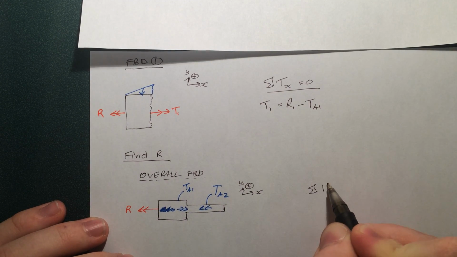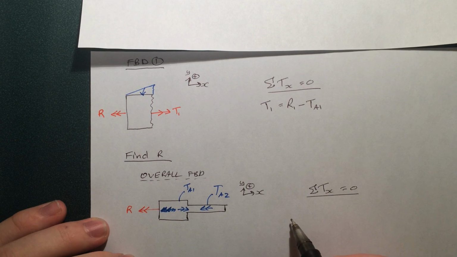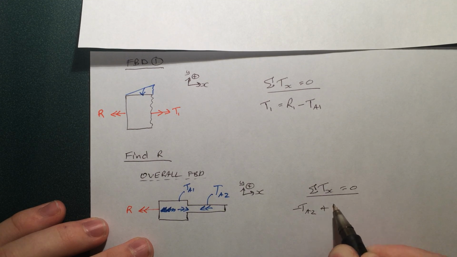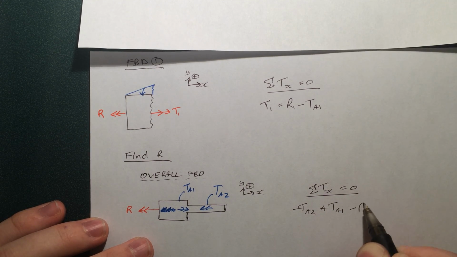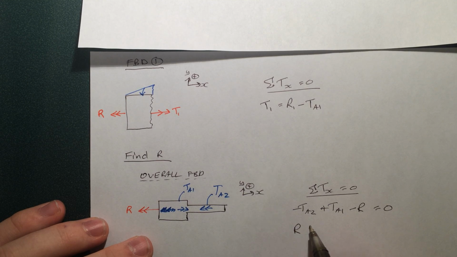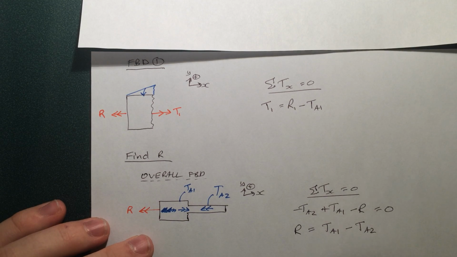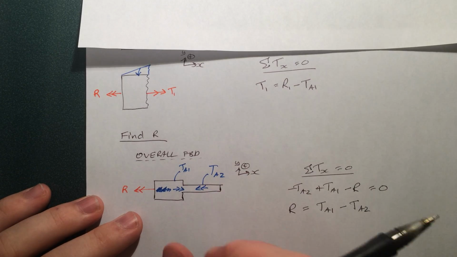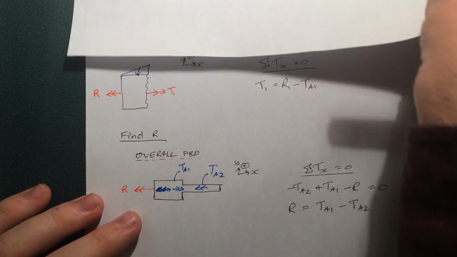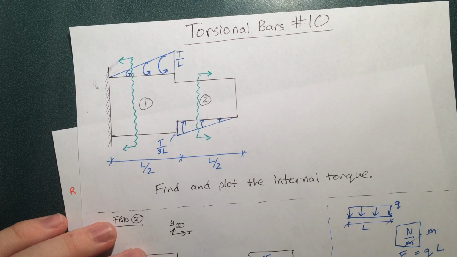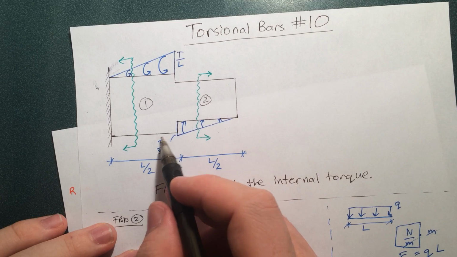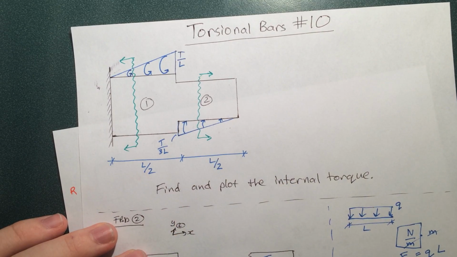Alright, so summing up the torques in the x to be 0, we can see that negative TA2 plus TA1 minus R equals 0, or R is equal to. In this case we're finding the total load of the total distribution of these triangular pieces. We're not trying to find it at a specific point in x. We can just simply say the total torque given by this is just this times length divided by 2.